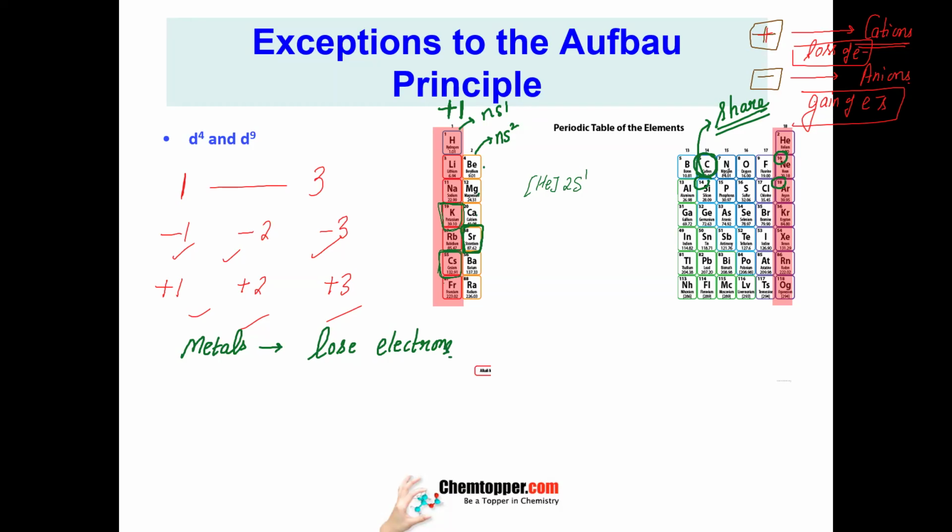What about P? What can P do? Non-metals can all share also, but they can lose and gain also. What can P do? Can it gain or lose? P, phosphorus? Yes, it can gain 3 electrons. So non-metals either share electrons with non-metals or they gain electrons.